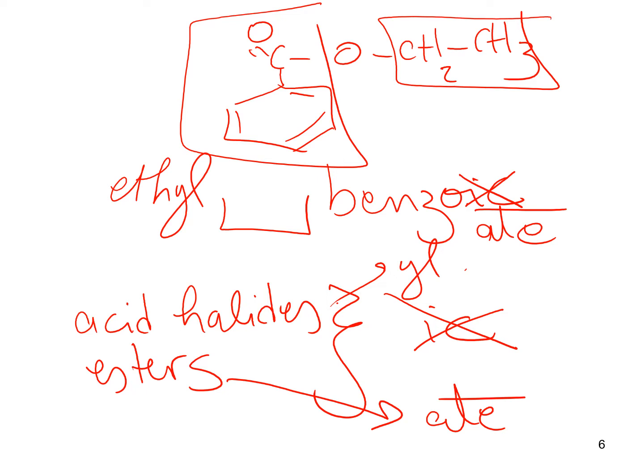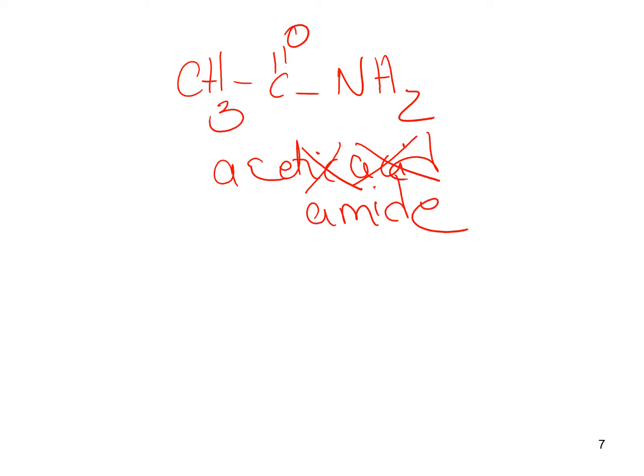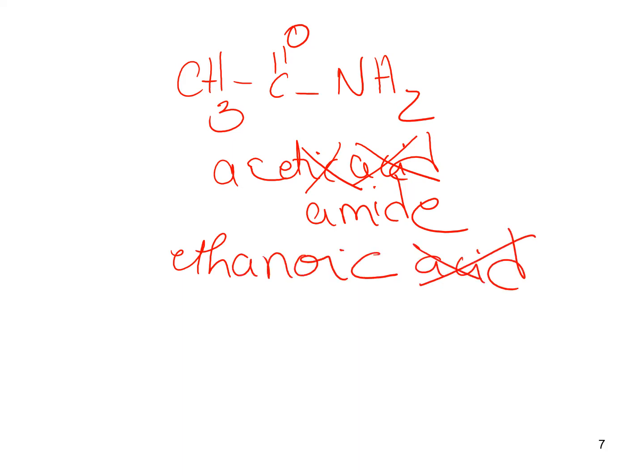Let's go to the amide. This is the only exception. In case of the amide, you will remove the whole OIC. So this is, for example, acetic acid. You will remove the IC and you will add the word amide. So this is acetamide. Let's look for its IUPAC name. This was ethanoic acid. So you remove the OIC. It's going to be the ethanamide, the whole OIC.